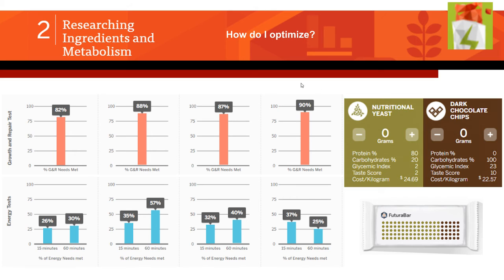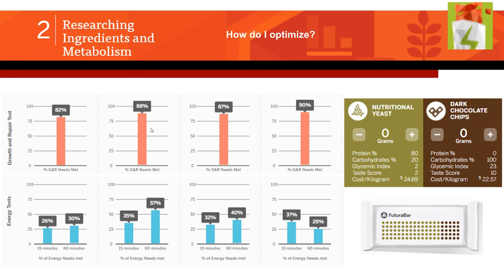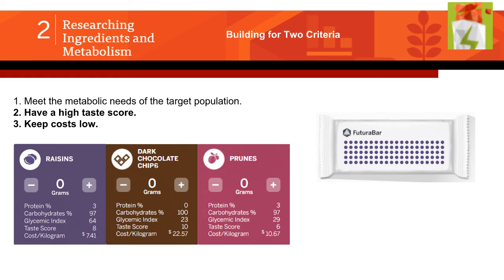So it is both healthy for them, because it meets their metabolic needs, and it meets the criteria for their taste. This is called building for 2 criteria. My criteria were to meet the metabolic needs and have a high taste score. I did not meet the keep a cost low criteria though, because if we go back and look, you can see that my nutritional yeast costs me $24 per kilogram and dark chocolate costs $22 per kilogram. So it's very expensive to make this bar.